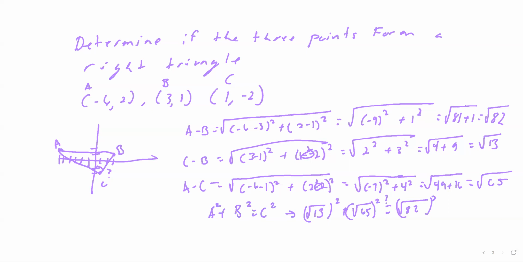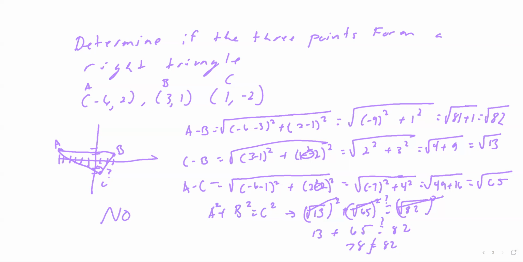Now, what's really nice is what's going to happen to the square root and the square? It cancels out. So really, we are just trying to determine is 13 plus 65 equal to 82? That is our question. What's 13 plus 65? 78. So does 78 equal 82? No. So the answer to this question would be no. These 3 points do not make a right triangle.